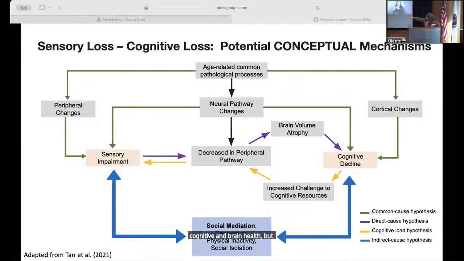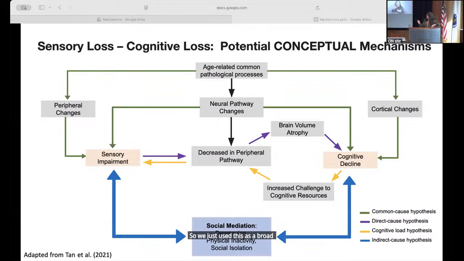Then we talked about the potential for direct causes between sensory loss and cognitive decline and brain health and cognitive outcomes, with a bit of a feedback loop illustrated with the yellow arrows, and then the potential pathway for socially mediated outcomes, knowing the relationship between sensory impairment, engagement in everyday activities, and psychosocial well-being and cognitive outcomes. So we just used this as our broad starting point.